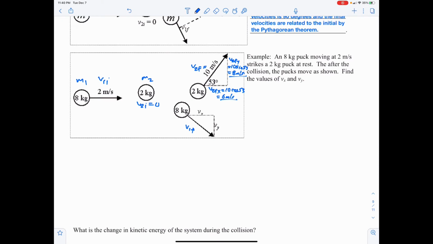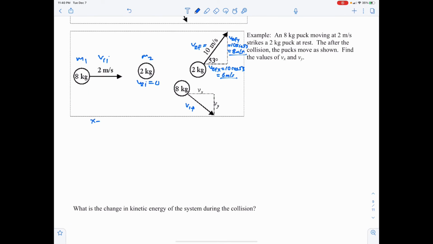So what we'll do is break this down into the x direction and the y direction separately. In the x direction, you've got M1 V1 initial plus M2 V2 initial equals M1 V1 final plus M2 V2 final, and all that is in the x direction. Before you begin, cancel anything that has no momentum. The only thing with no momentum in the x direction is mass 2, so I'm going to cancel that whole momentum right there.